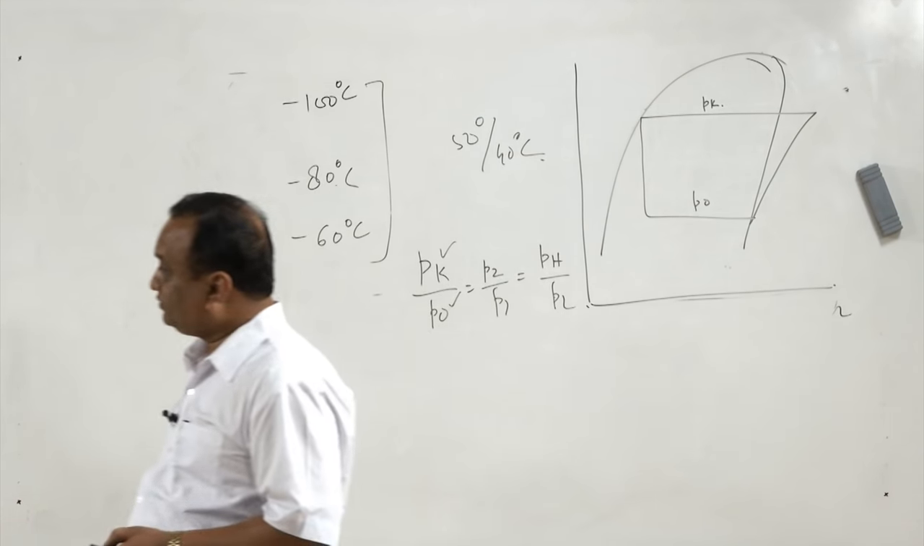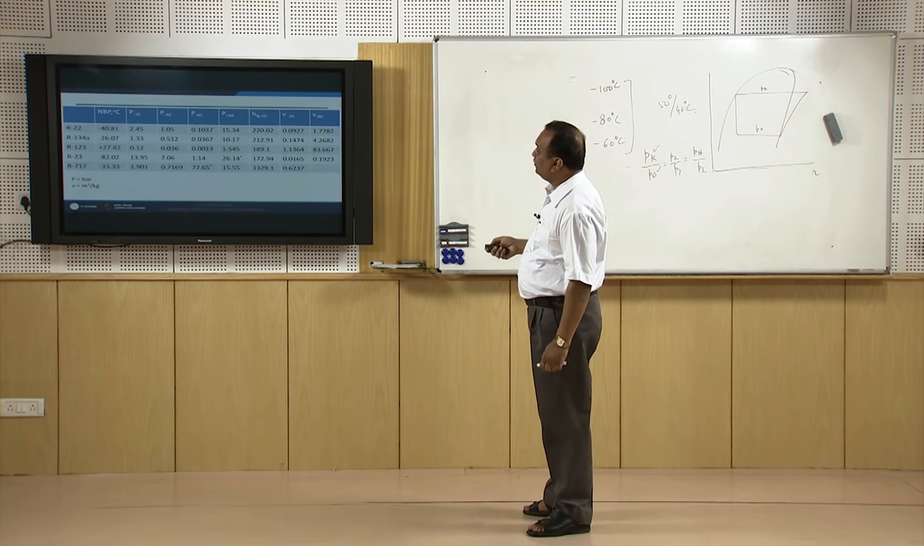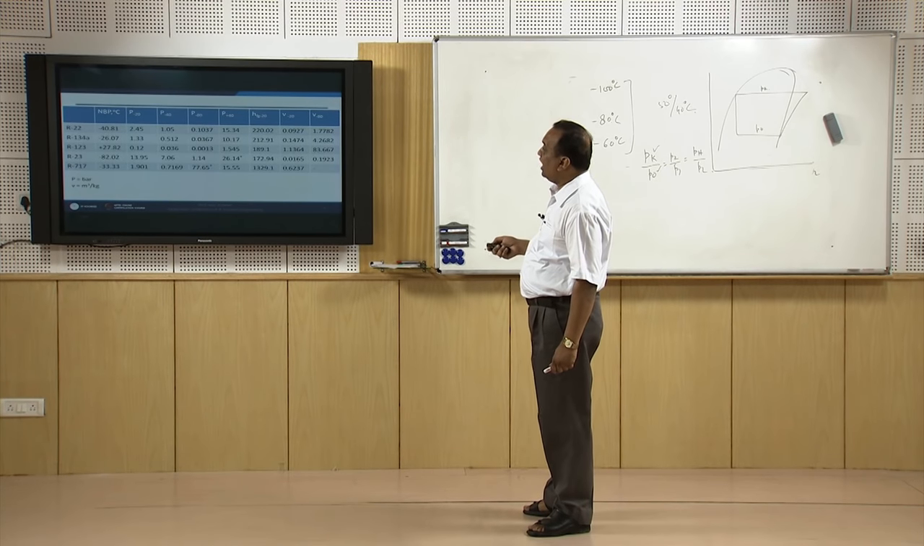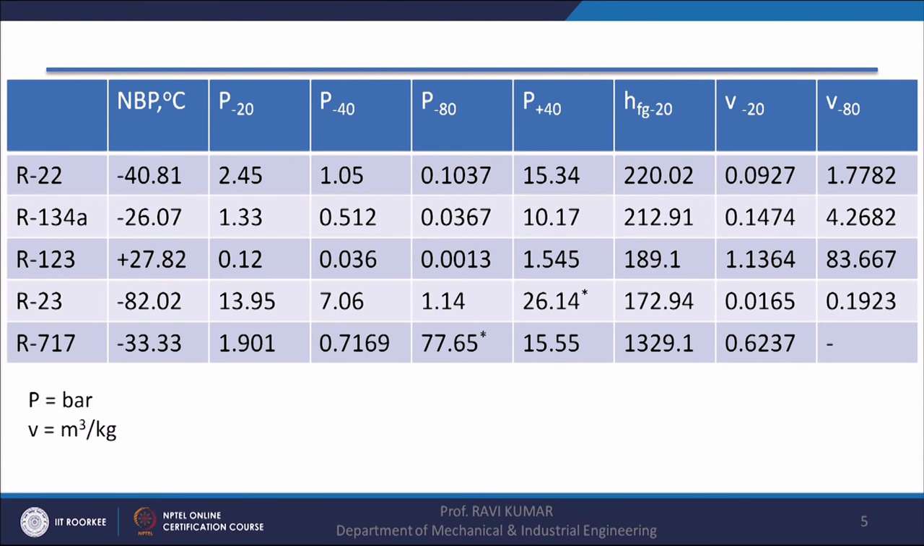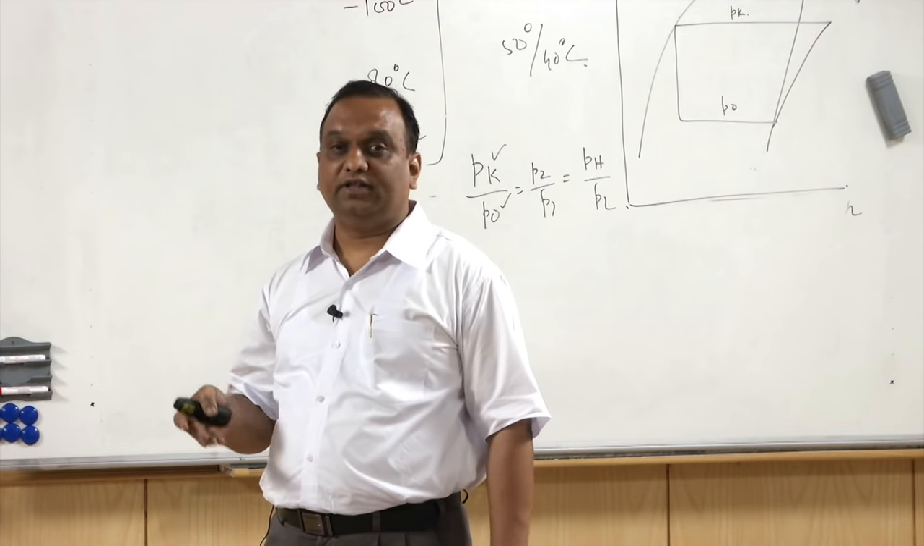And similarly, if I use a low pressure refrigerant, that is R123, it is okay when the temperature is 40 degree centigrade, the pressure is 1.5 bar, approximately 1.5 times atmospheric pressure. But when I use R123 at minus 80, the pressure is 0.0013 bar, it's very, very low, right. And in that case, the specific volume is also very high, at minus 80 the specific volume is 83.667. Huge amount of vapor has to be handled by the compressor.